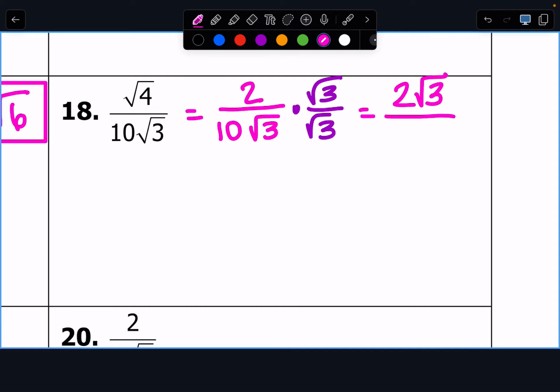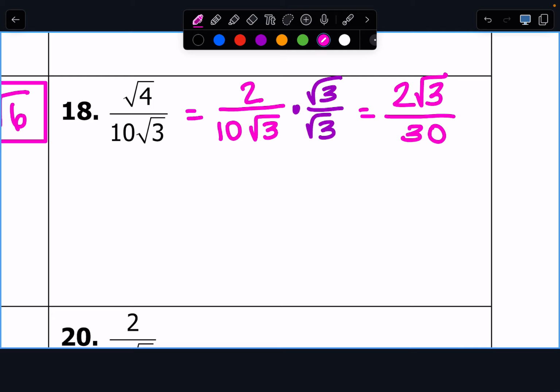So we get 2 root 3 in the numerator. What does my denominator become? 30? So it would be 10 radical 9, correct? What's radical 9? 3. And what's 10 times 3? So you betcha, this is 30.